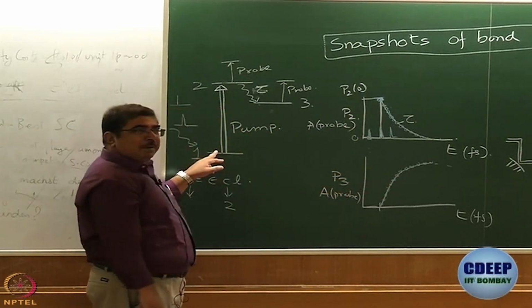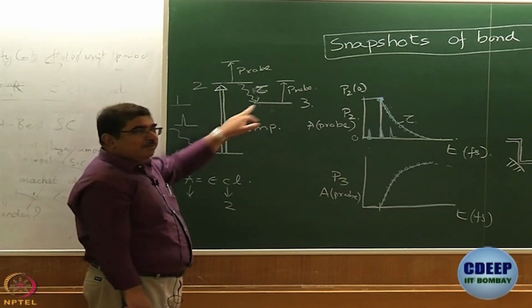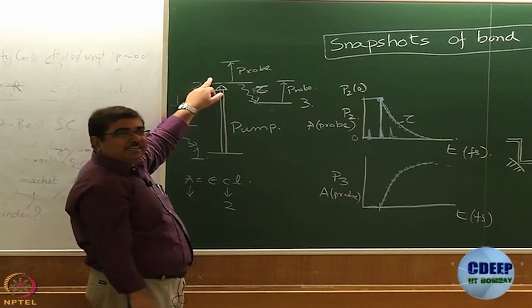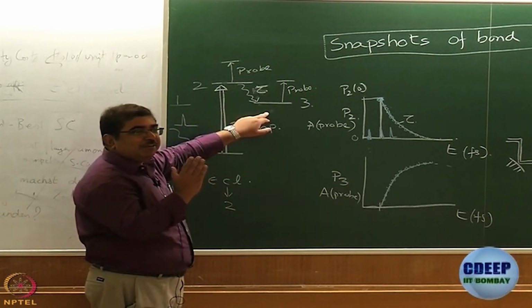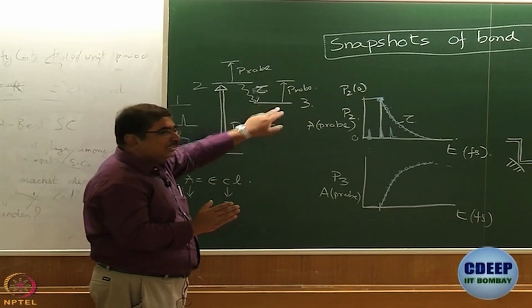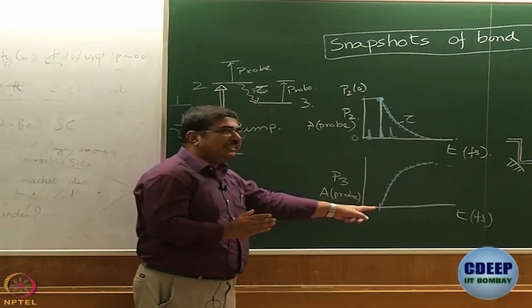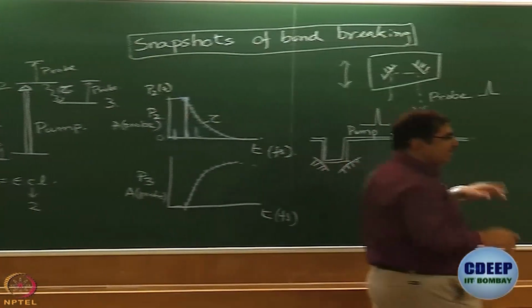When you do the pumping, does CN get populated? No, right? What gets populated is the excited state of ICN. Where does CN come from? As a result of breakage of the IC bond. Okay, so CN is like this. So, what is the time evolution of this state 3? This, isn't it? So, you should see a rise in the initial time, eventually it will decay.